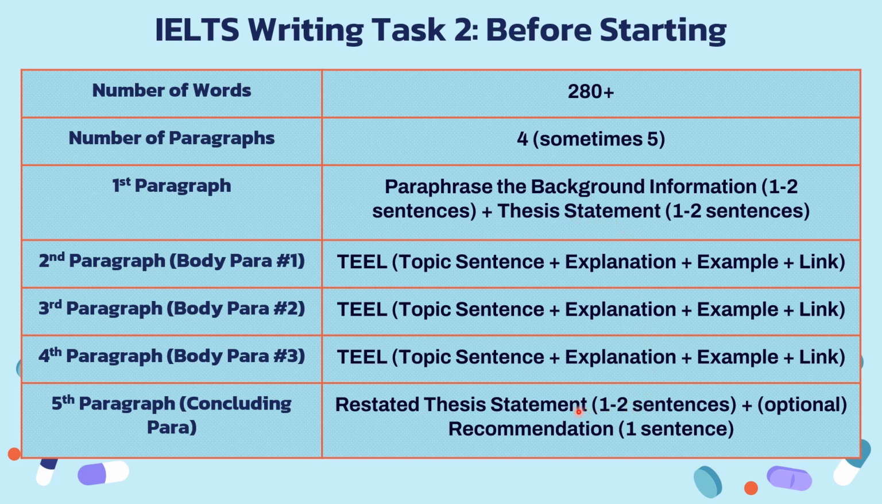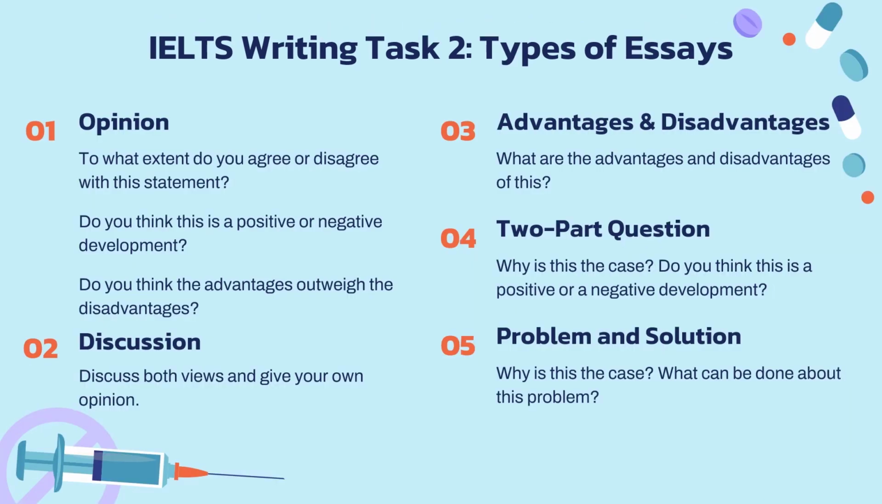Basically this is a summary, and then it is optional, you can give a recommendation within 1 sentence. So there are 5 total types of essays. Number 1, opinion, 2, discussion, 3 is advantages and disadvantages, 4, two-part question, and finally 5, problem and solution essays.